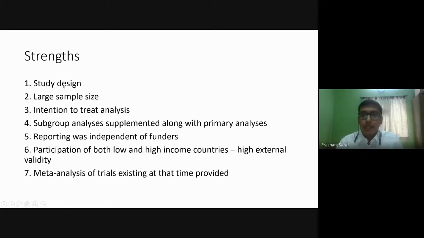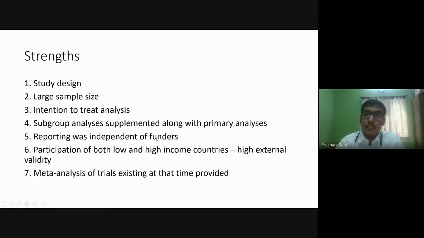you have seen in the pyramid. It has a large sample size of more than 11,000 participants. The intention to treat analysis, as it is preferred over the per protocol analysis. Subgroup analyses were supplemented along with the primary analysis. Reporting was independent of the funders. So this is important. Why?